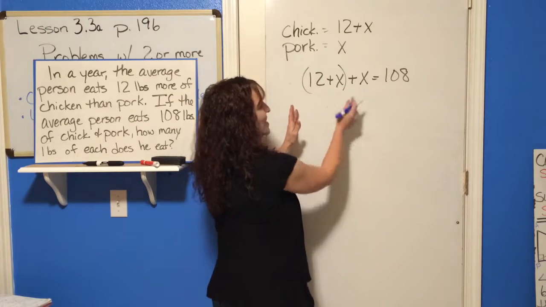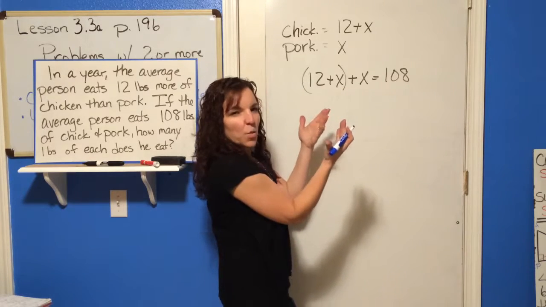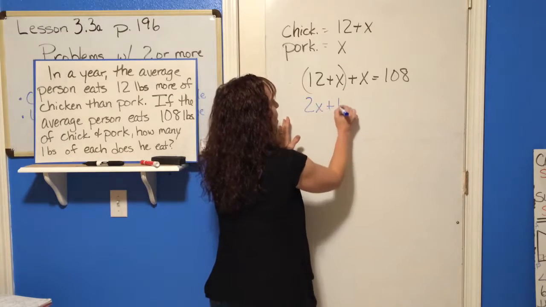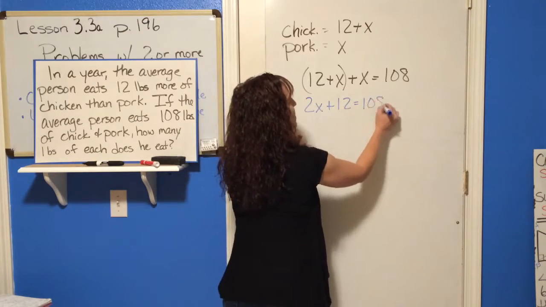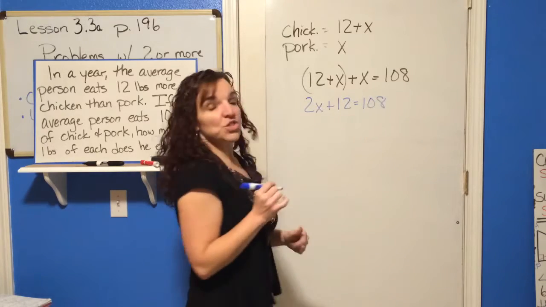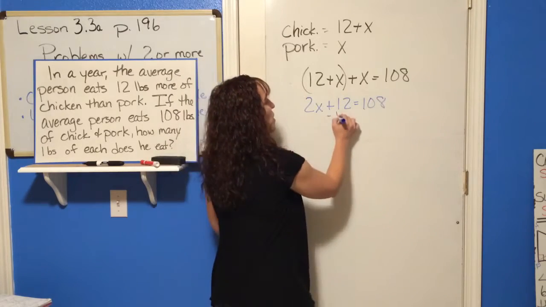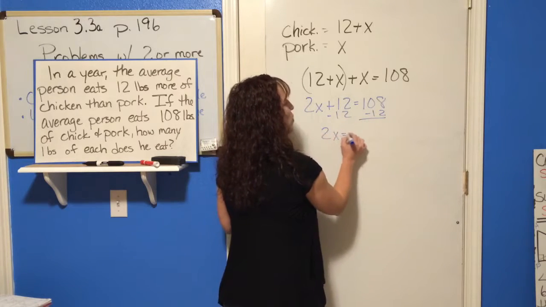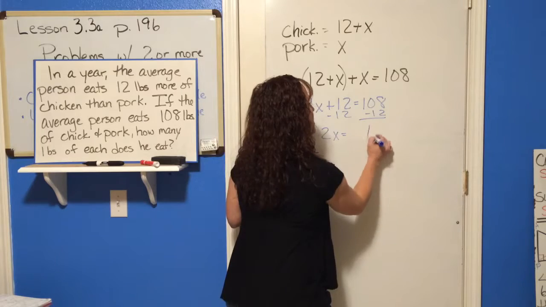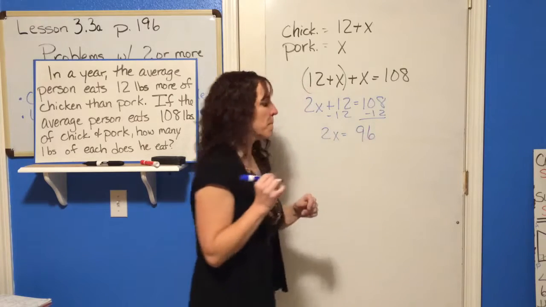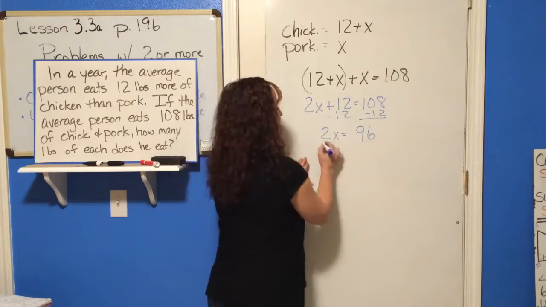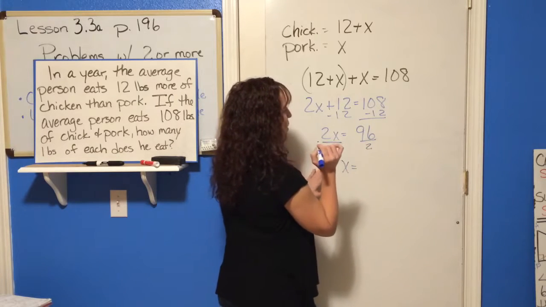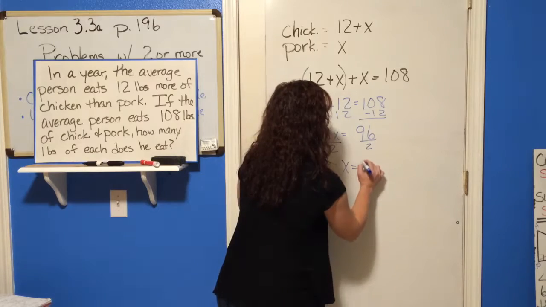So I have two x's, and I'm going to put the x's in front just because that's the way we're used to seeing it. So 2x plus 12 equals 108. And now we just solve. So we're going to subtract 12 from both sides. And we end up with 2x equal to 96. So divide by 2. So x is going to equal 48.